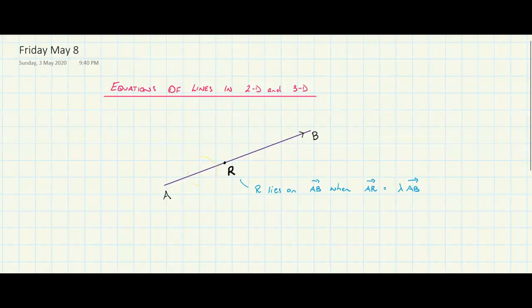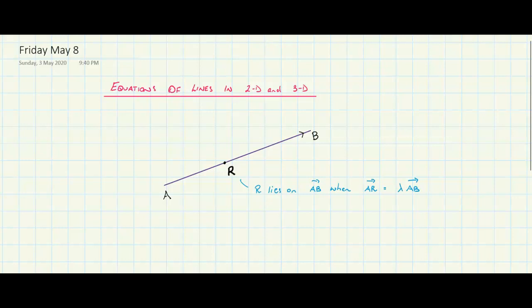Alright, so we're going to look in this lesson at the equation of a line. How do we write the equation of a line in two-dimensional and three-dimensional, in 2 and 3 dimensions? And we're going to look at 3 ways of representing a line in each of 2 and 3D.